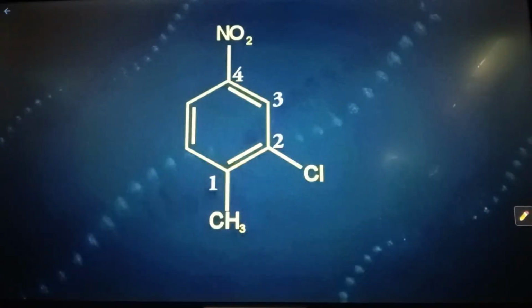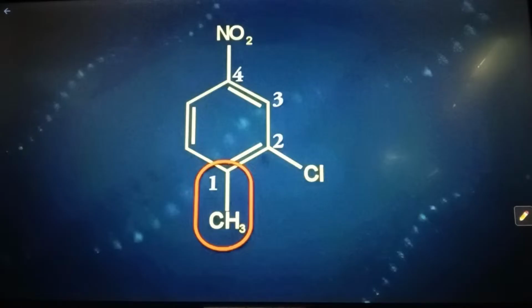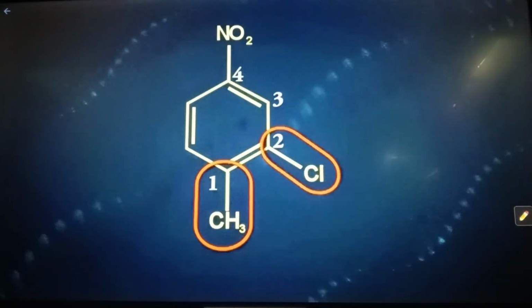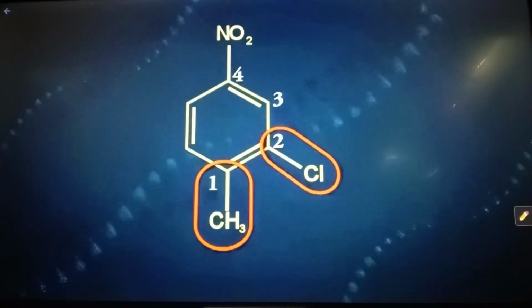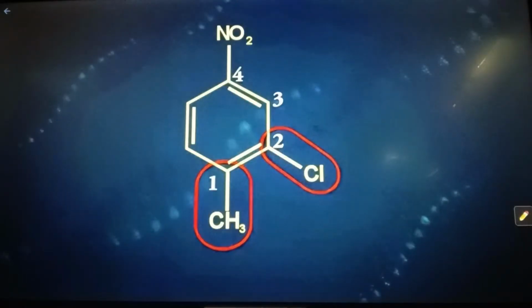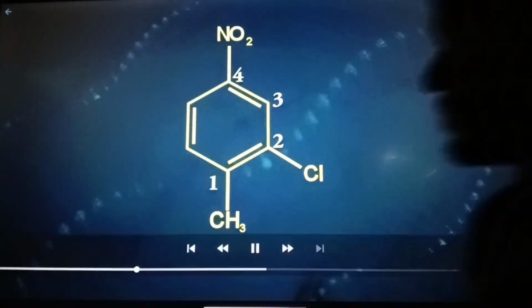In some cases, the common name of benzene derivatives is taken as the base compound. Substituent of the base compound is assigned number 1, and then the direction of numbering is chosen such that the next substituent gets the lowest number. The substituent appears in the name.